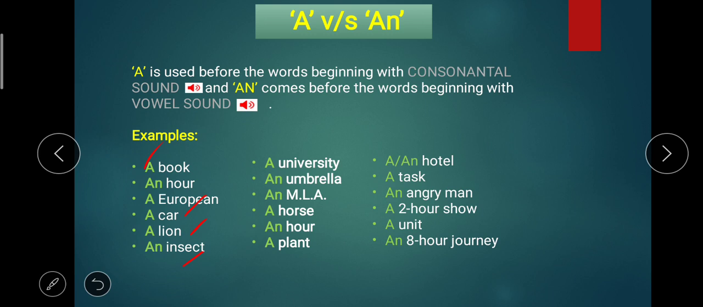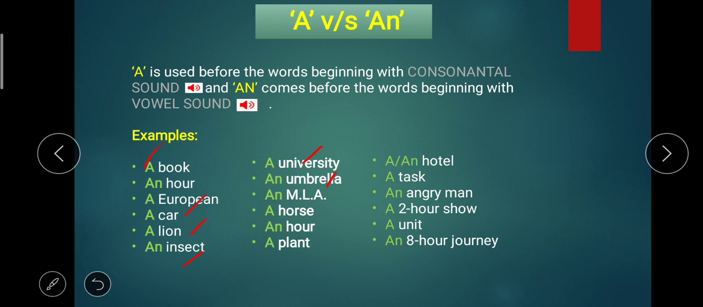E is a vowel. The same way, next word, again, university. The word begins with U, which is a vowel, but the first sound that comes out is Ye, not U. That's why a university. An umbrella.